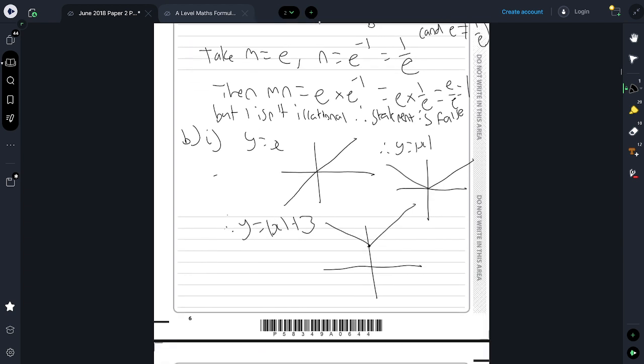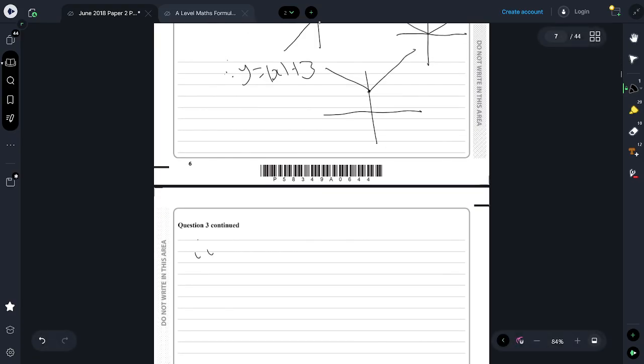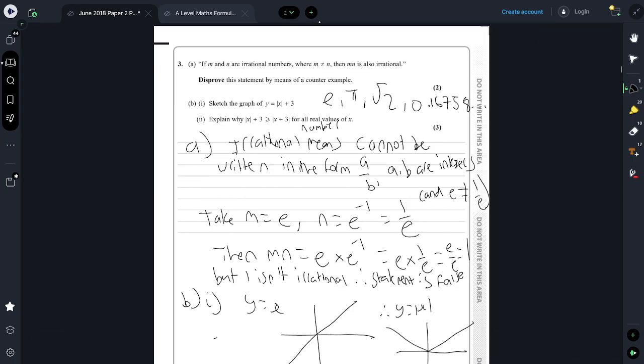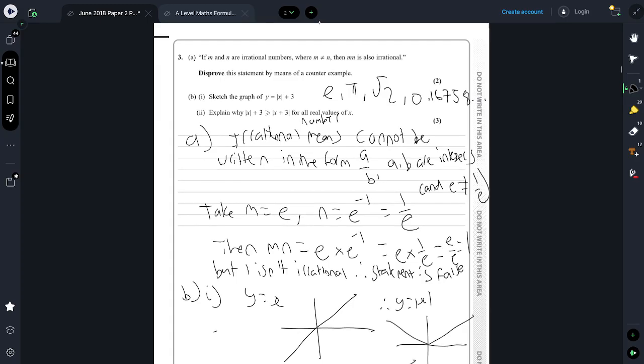And then it says for part 2, explain why mod x plus 3, so our graph here, is greater than or equal to mod x plus 3. It kind of looks like a triangle inequality, but anyway, moving on. You might think, where do I go? But they give you part 1 for a reason, right? And it looks very similar to what we did before. So maybe it's asking us to consider the graphs. So I think it's a good idea to sketch the 2 graphs.